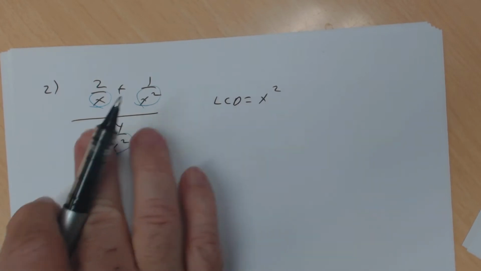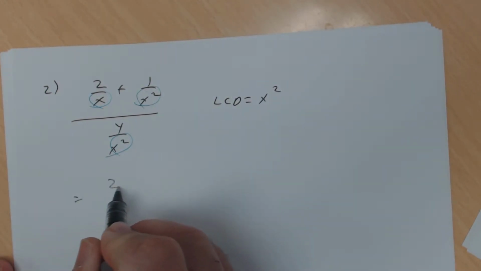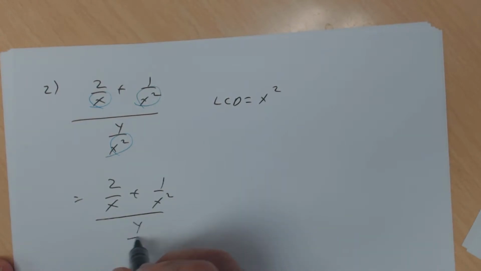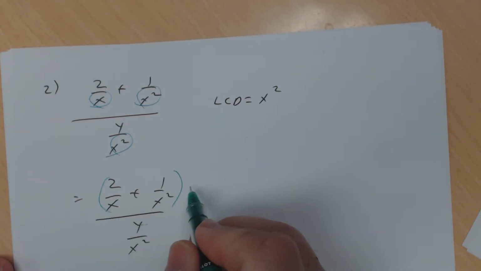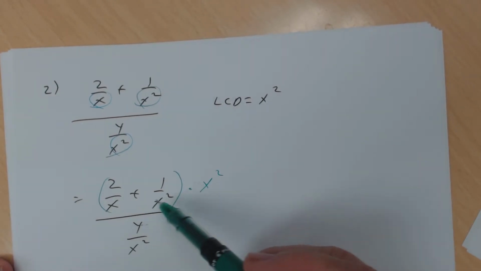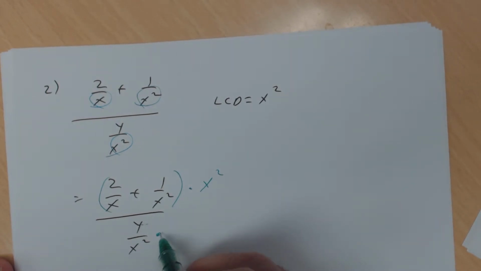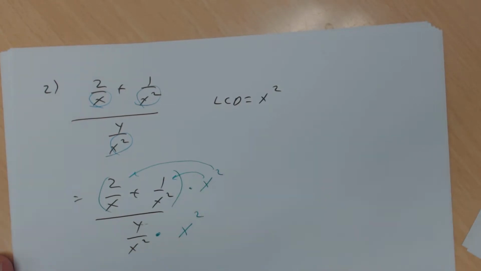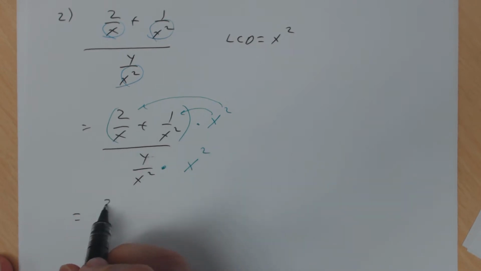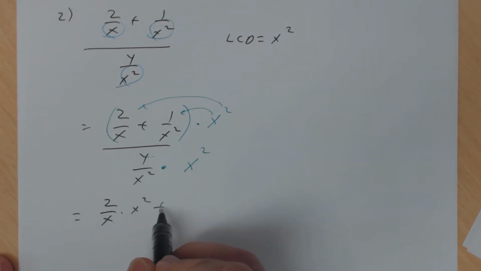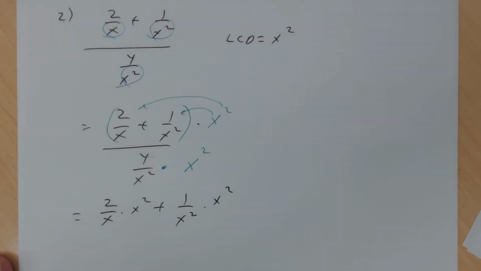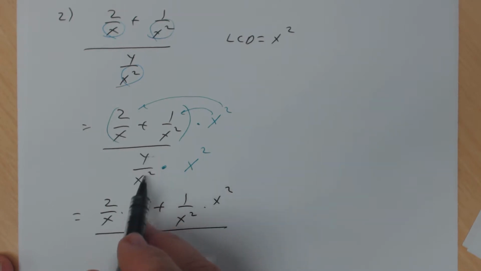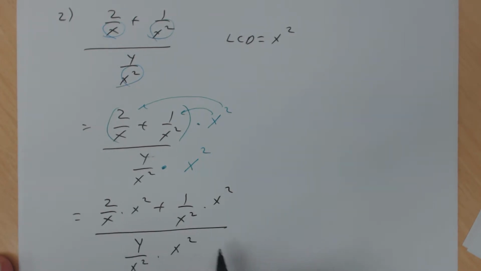I'm going to go ahead and rewrite this without the parentheses, without those circles. So I get 2 over x plus 1 over x squared divided by y over x squared. Now, since the numerator has two rational expressions in it, I'm going to put that in parentheses. I'm going to multiply by the LCD. Remember, once you find the LCD, you multiply both the numerator and the denominator by that LCD. That's how you clear your fractions. I didn't put parentheses here because that's just one rational expression. Then we distribute: the first fraction times the LCD plus the second fraction times the LCD, all over the one fraction you see down there, times the LCD.